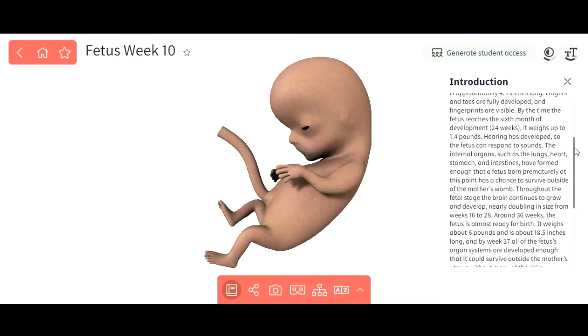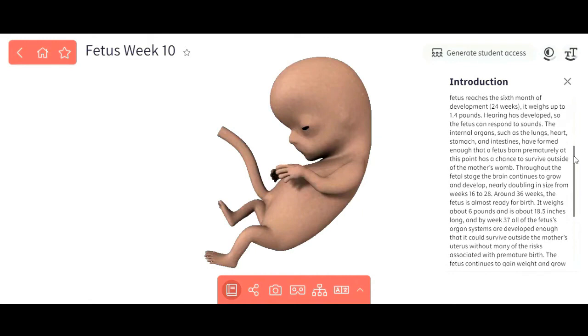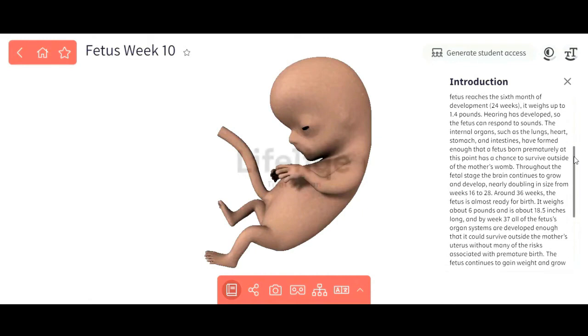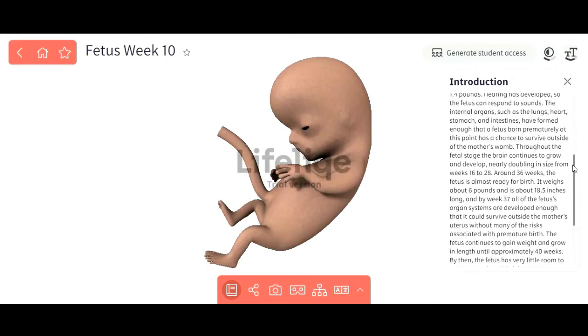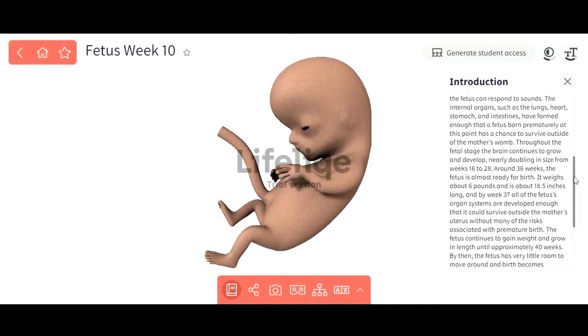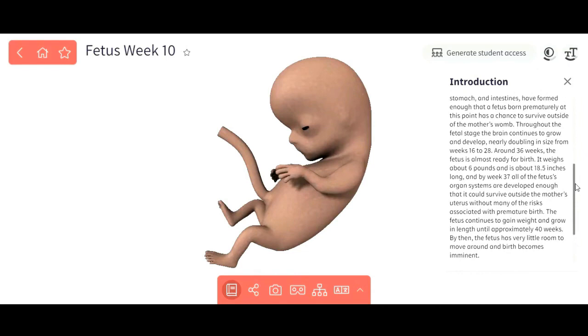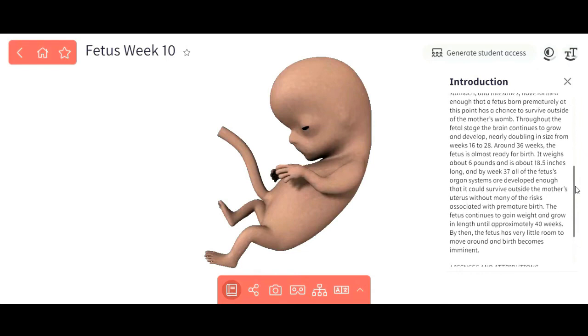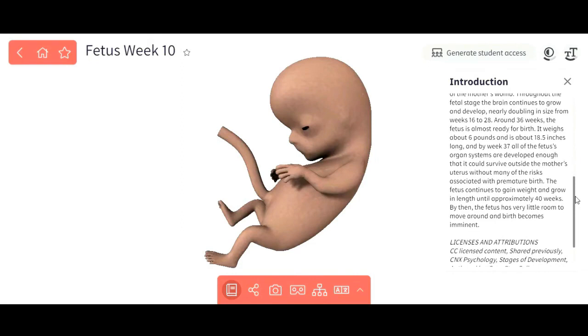Throughout the fetal stage, the brain continues to grow and develop, nearly doubling in size from weeks 16 to 28. Around 36 weeks, the fetus is almost ready to be born. It weighs about 6 pounds and is about 18.5 inches long, and by week 37, all of the fetus's organ systems are developed enough that it could survive outside the mother's uterus without many of the risks associated with premature birth.